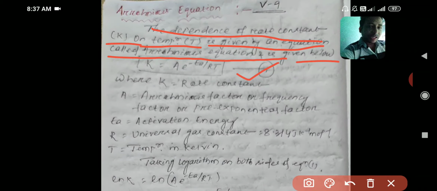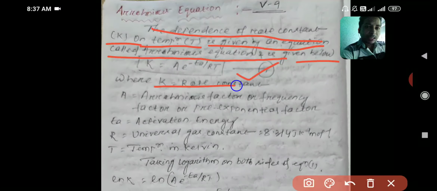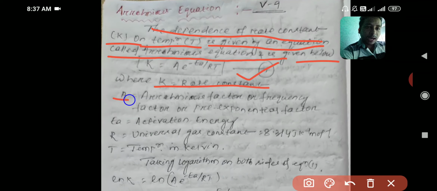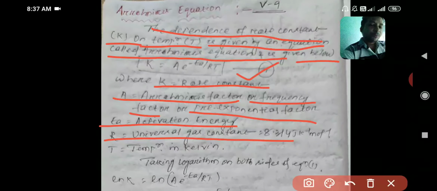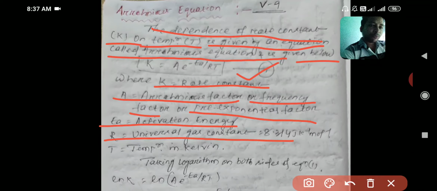Let us define each term. What is the meaning of each term? K is the rate constant, A is the Arrhenius factor. It is also called frequency factor or pre-exponential factor. EA is the activation energy. R is the universal gas constant, whose one of the values is 8.314 joule Kelvin inverse mole inverse, but it has several values. We have already studied in our first year classes in the gaseous state chapter. And T is the temperature in Kelvin, or the absolute temperature.